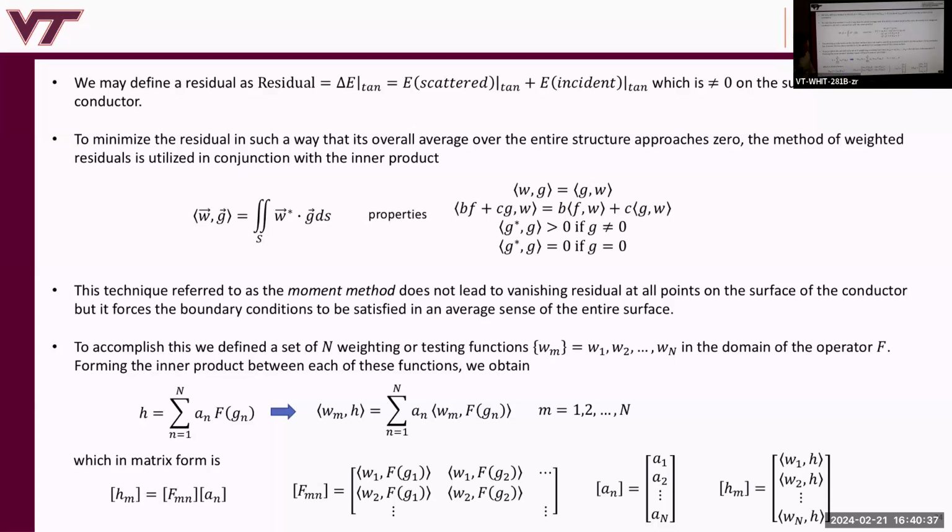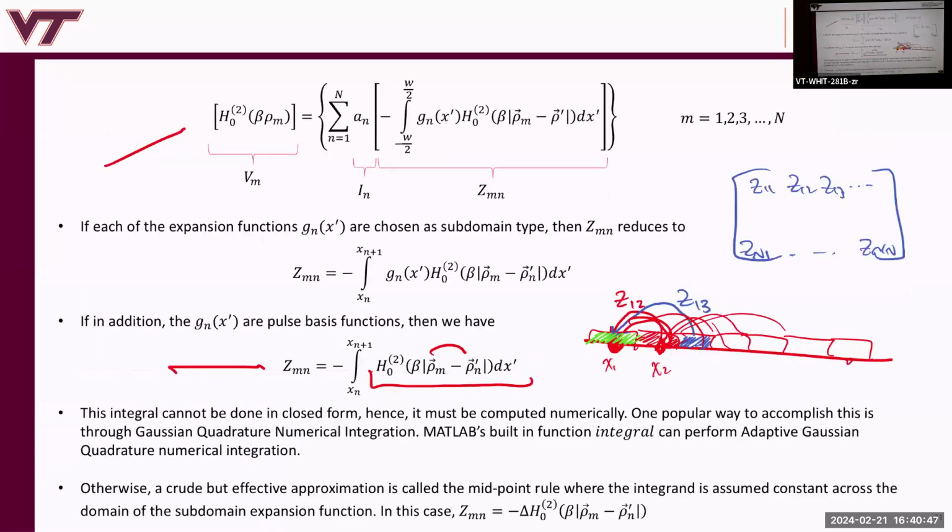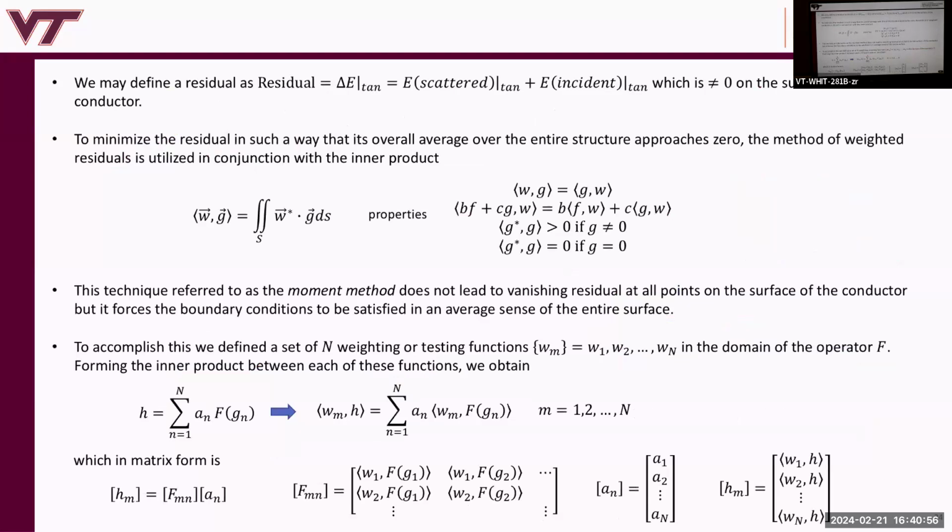We have Fn, Mn. So now when we fill this impedance matrix, it's not just going to be what we had before, which was Z_mn, the integrals of the Hankel function. Instead, it's going to be the integral of the Hankel function and then integrated. So this term right here, because of this operator, is going to be the integration. So these are 1D. This one is going to be the integration over x, integration over x prime.